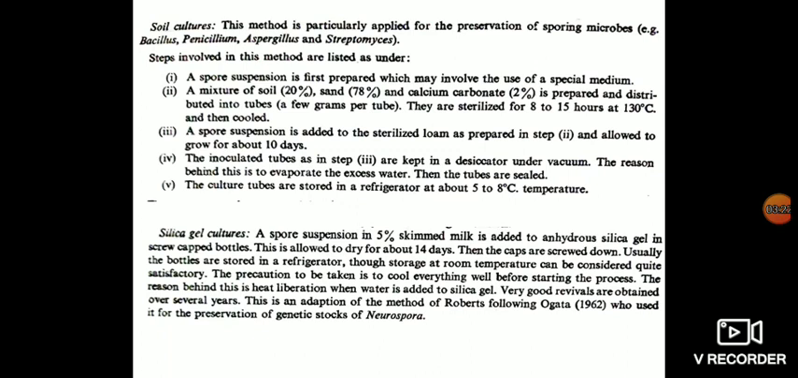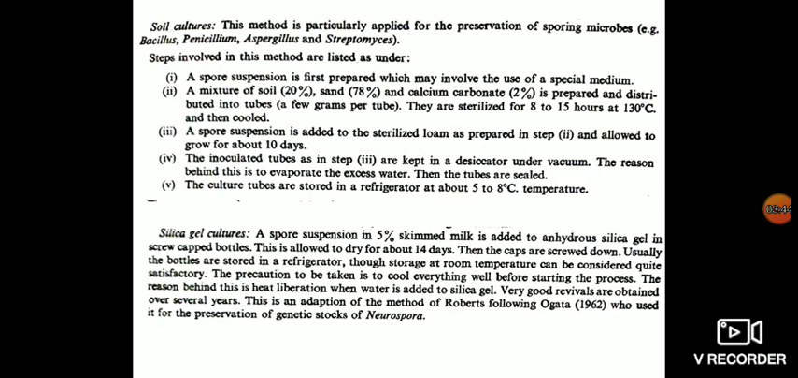in a desiccator under a vacuum to remove the excess water, because only then will the cells go to a dormant state. Then the tubes are sealed. The culture tubes are stored in a refrigerator at 5 to 8 Celsius, which is most suitable for storing the organism.